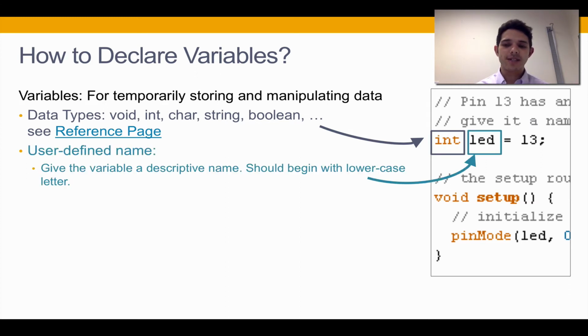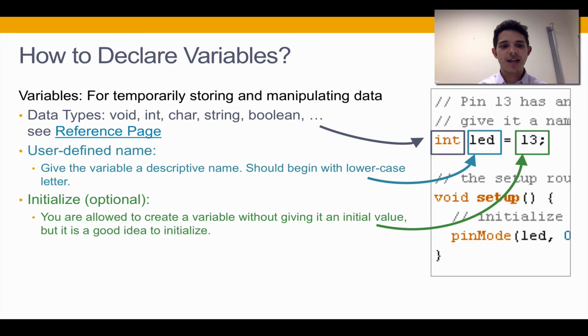Also, we need to give this variable a user-defined name. We would like these names to be unique and descriptive. And it should begin with a lowercase letter. So in this case, we're going to give the variable the name LED. It turns out that that is going to correspond to the pin that we're going to use to light up an LED with our Arduino.